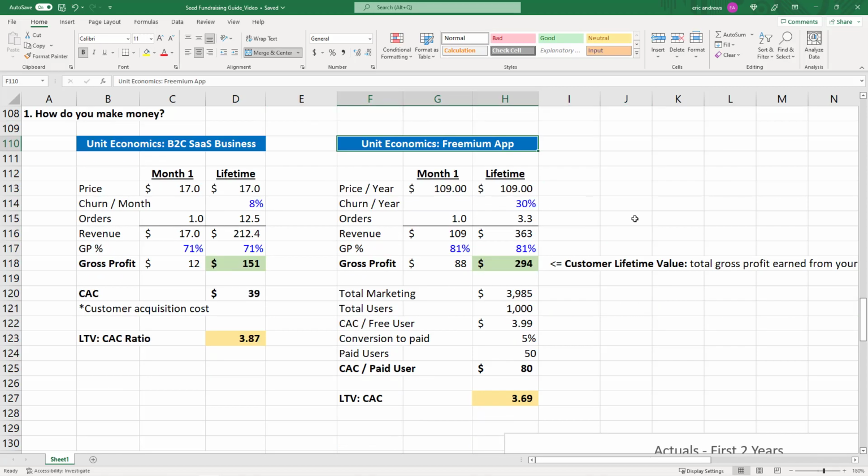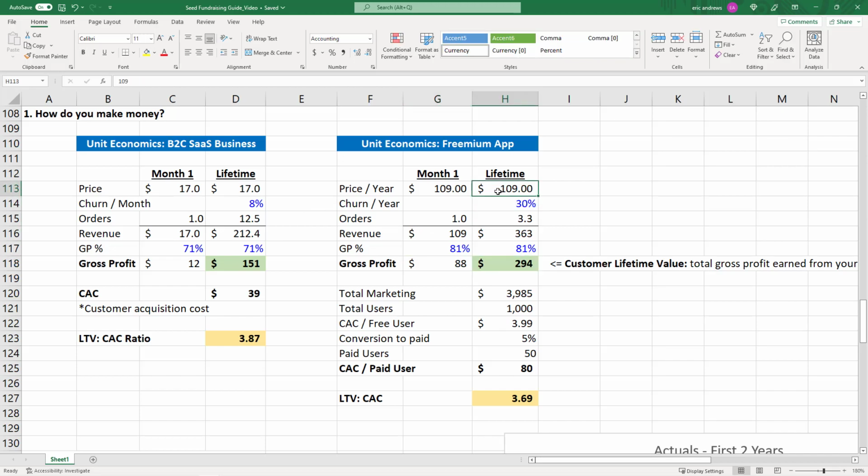If you had a different business model, let's say a freemium app, where you're acquiring customers and some percent of them get upsold into your product, et cetera, we can just walk through that on a very simple slide. So month 1, your product costs $109 per year. Your gross profit margin is 81%. You make $88. Okay, but what's your customer acquisition cost? Because most of your customers are using the product for free. How much does it cost in overall marketing to get a paid customer?